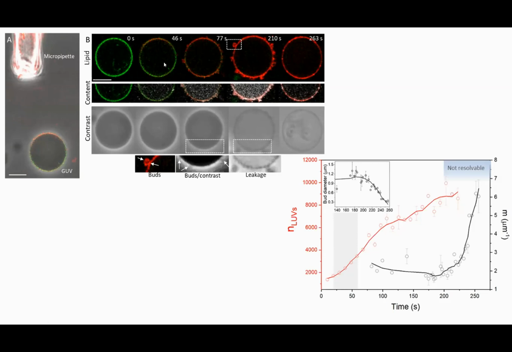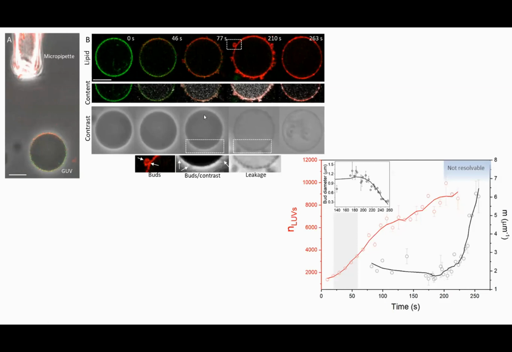And then as more fusion takes place, both membrane and content fluorescence increase. At this stage, the membrane is intact. There are no pores formed in this membrane. So that tells us that the membrane can take a lot of fusion without becoming permeable. So it can sustain a lot of fusion.